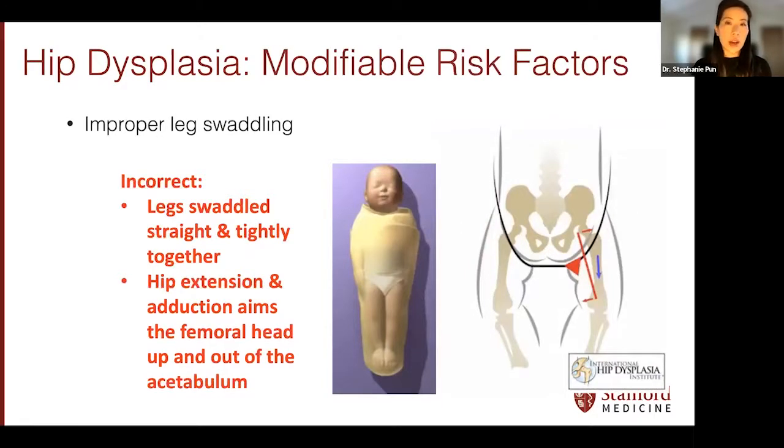There are some modifiable risk factors that do exist, including improper leg swaddling. So there are many benefits to swaddling newborns, but incorrectly swaddling the legs, where the legs are tight and straight together, putting the hips into extension and adduction, actually aims the femoral head up and out of the acetabulum, preventing proper contact for proper development of the hip joint.